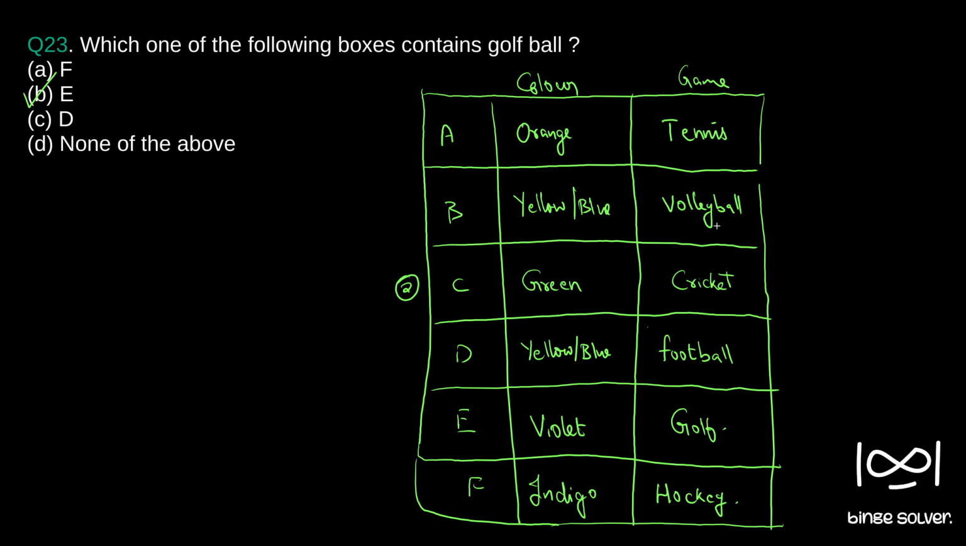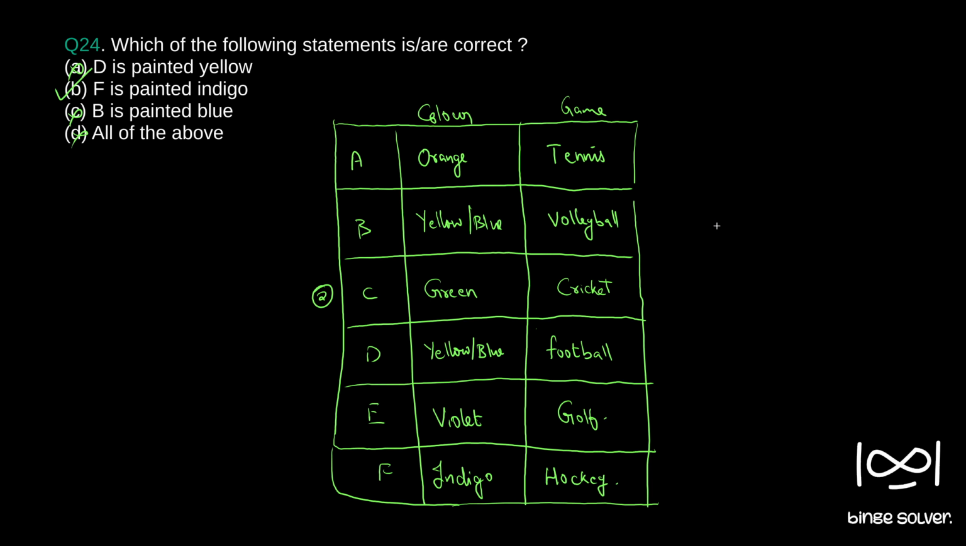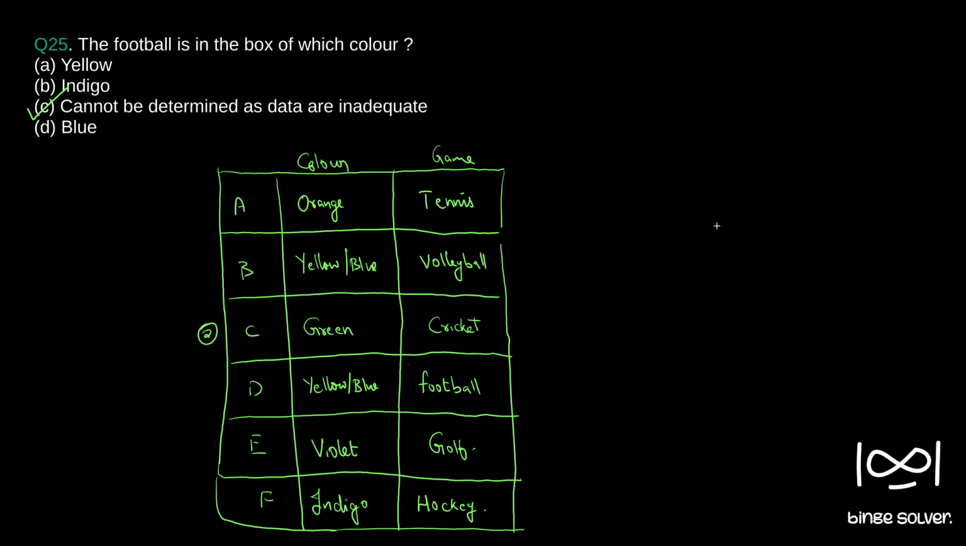So solution to question 23 is B, E, and solution to question 24 is B, F is painted indigo, and question 25 solution is cannot be determined as data is inadequate, option C.